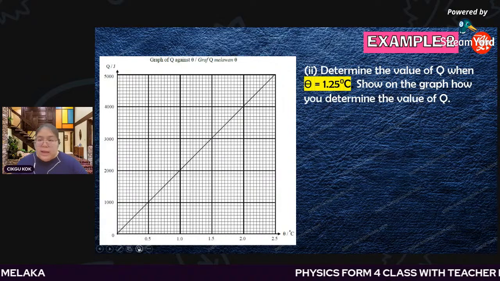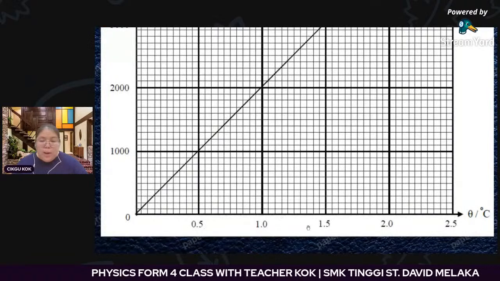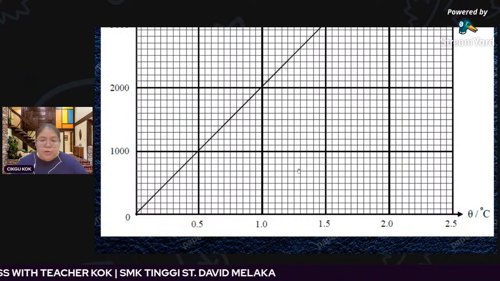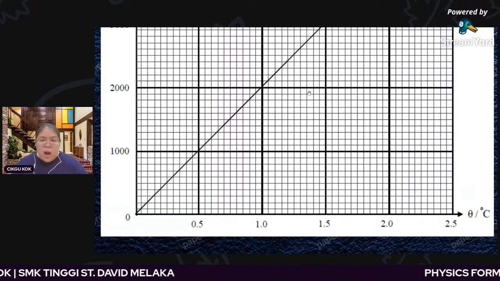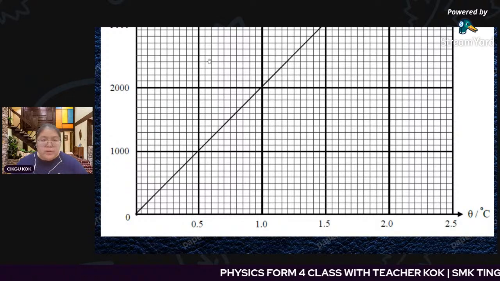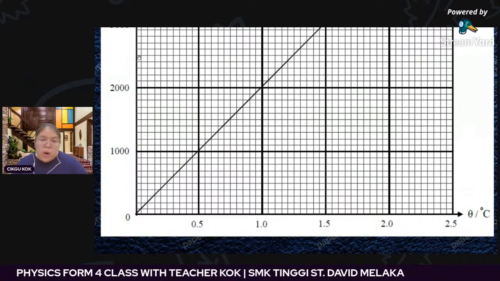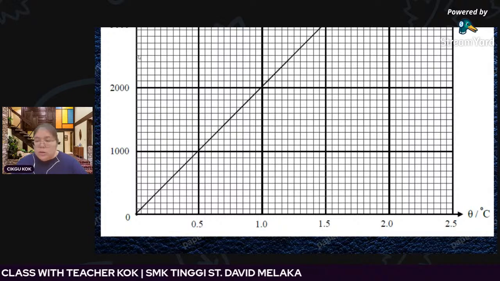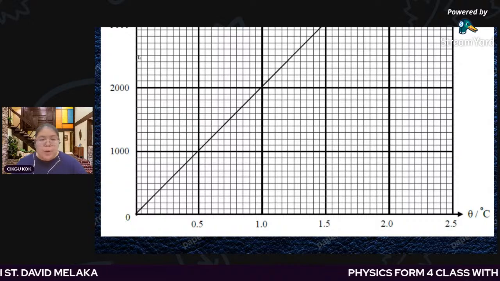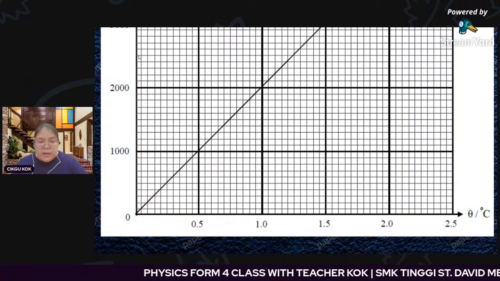Okay, when the theta is 1.25. Where's that? Okay, this one is 1.25. Then you need to draw the line from the 1.25, you go up. After that, stop on the line, then you go horizontal, you touch the y-axis. Then you give me this reading is what? Okay, so the students, please answer me. When the theta is 1.25, what's the reading for the y-axis? That means the Q. What's the reading?